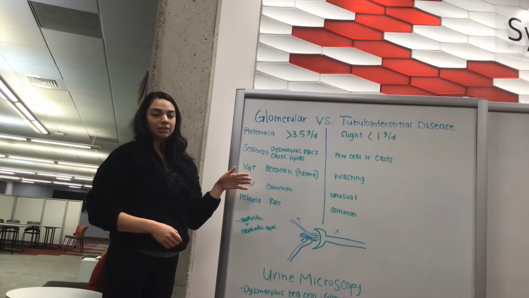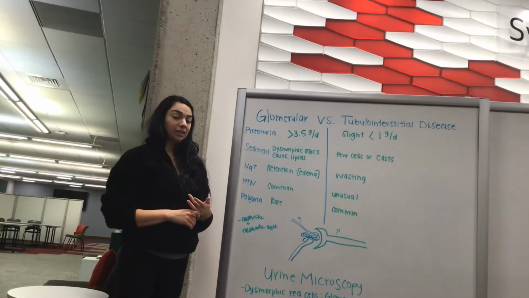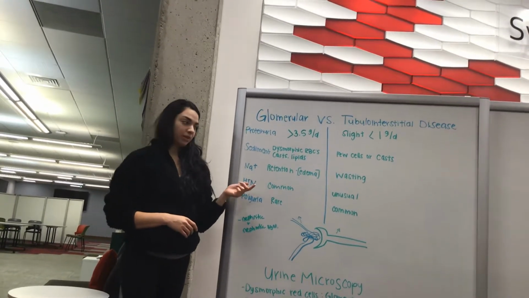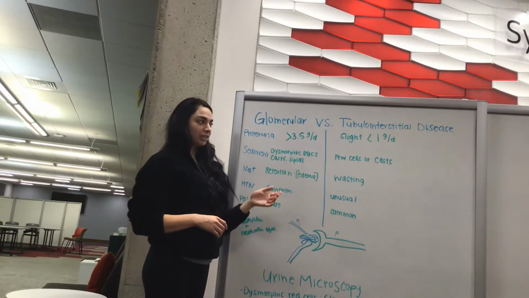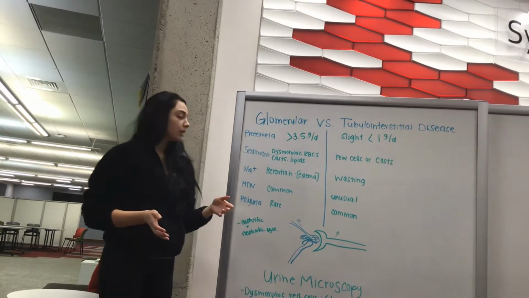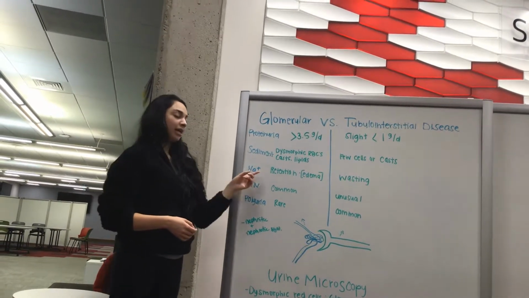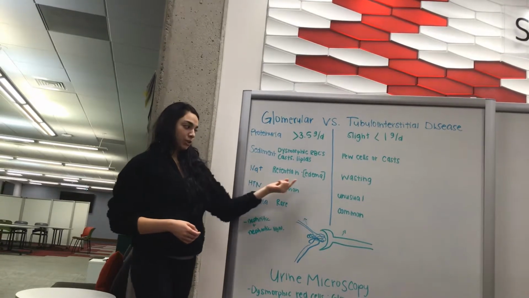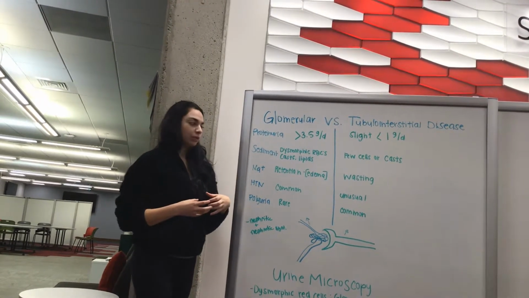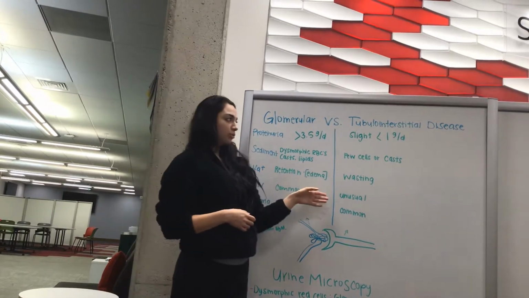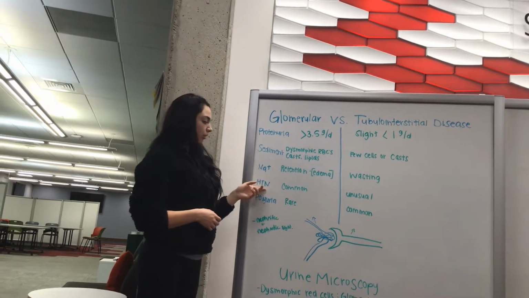Coming down to sediments, with glomerular, you're going to have dysmorphic red blood cells, casts, and lipids within that. When it comes to tubulointerstitial disease, you're going to have few cells or casts. You might not see any. Moving down to sodium. When you have glomerular disease, you're going to have retention of sodium, which is going to lead to edema, because remember that water follows sodium, so you're holding on to water as well. When it comes to tubulointerstitial, you just have wasting, so you're getting rid of all of that water.